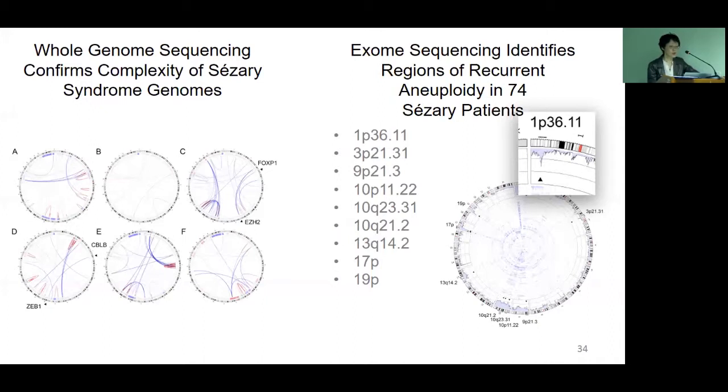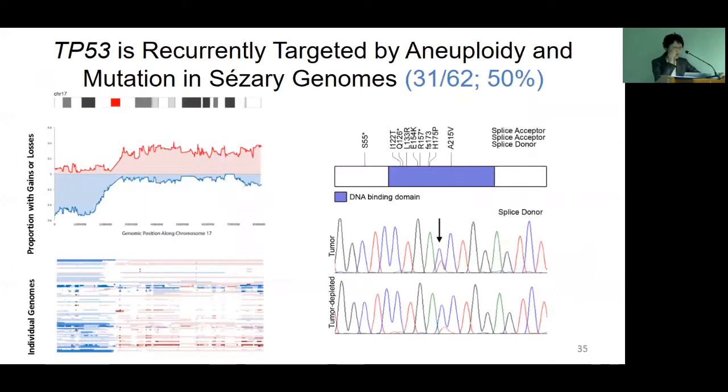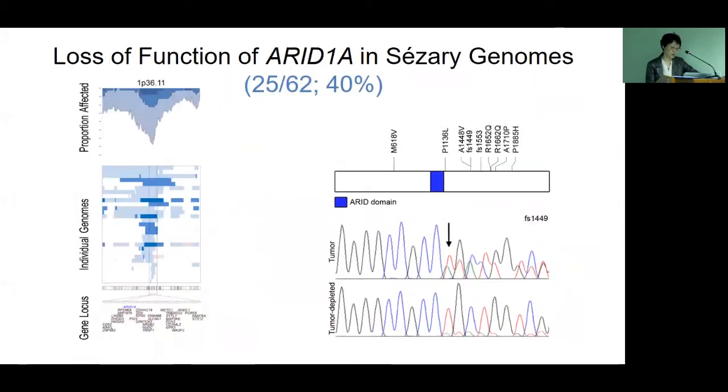We also did whole exome sequencing of 74 Sézary syndrome patients and identified recurrent areas of aneuploidy involving a number of chromosomal regions like 1p36, 3p21, some of which have been shown to be present in these tumors. This is a figure demonstrating that p53 was recurrently targeted by both aneuploidy as well as somatic mutations in a large number of Sézary syndrome genomes. So it met the two-step hypothesis that it was impacted by loss of heterozygosity as well as the acquisition of a second mutation that leads to complete aberration of this tumor suppressor function.